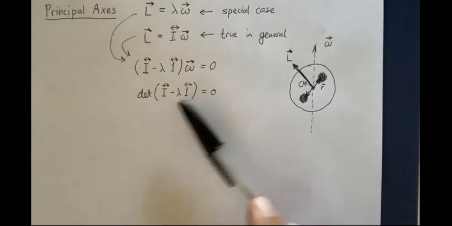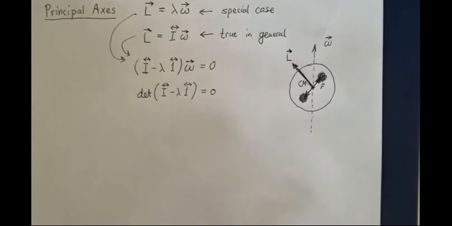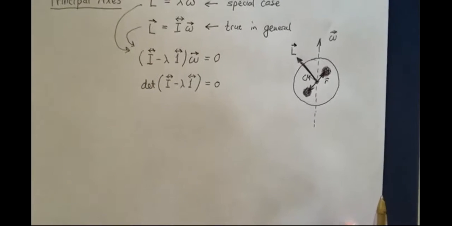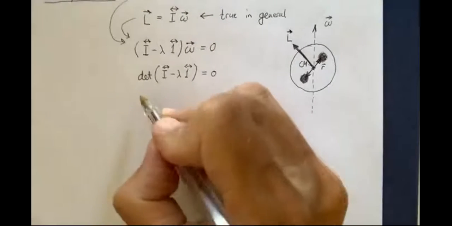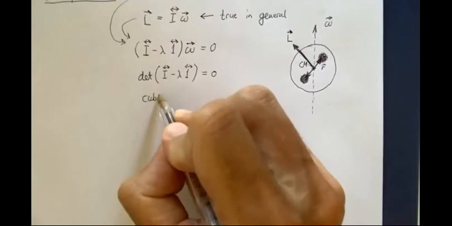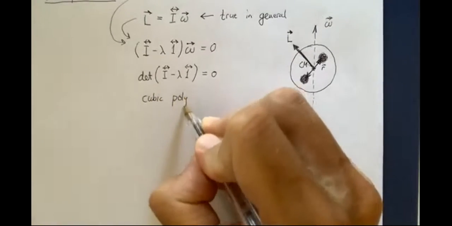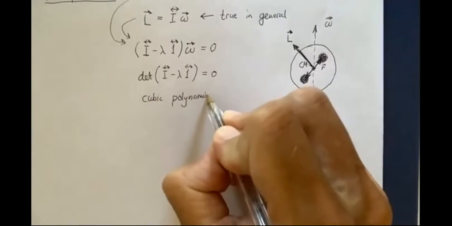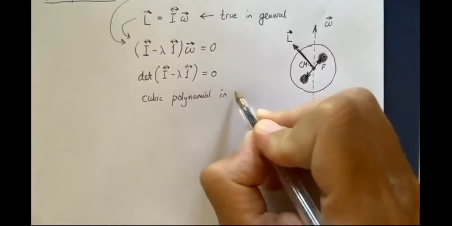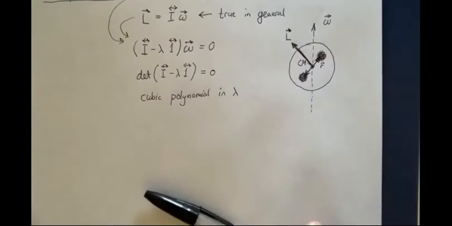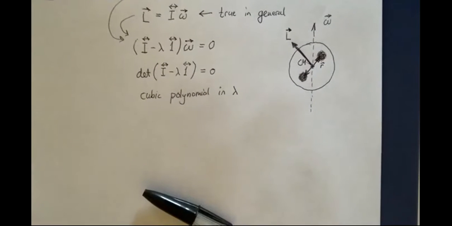So, and we pointed out last time, this equation now is an algebraic equation. We have a cubic polynomial. All right, so we got a cubic polynomial in lambda.